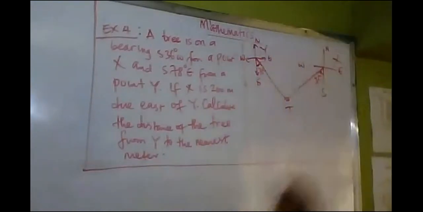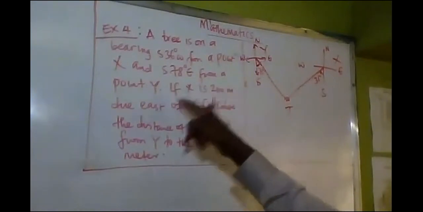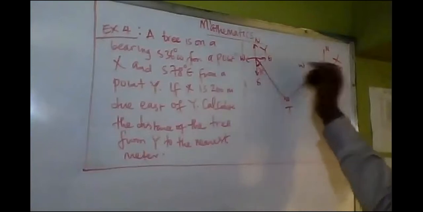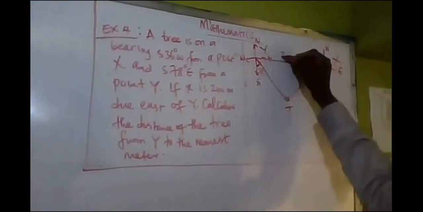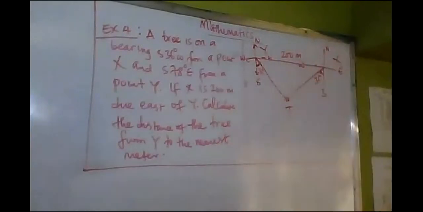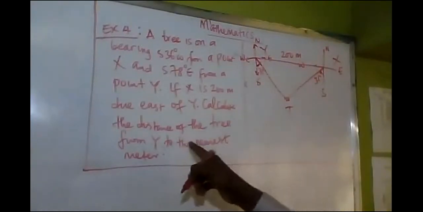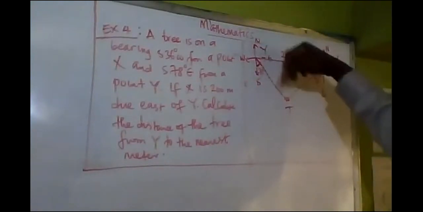Now, if X is 200 meters due east of Y, when you hear due east, it means straight, no angle, just move straight. So X is 200 meters due east of Y, you join them together. Calculate the distance of the tree from Y. So this is what you're looking for.